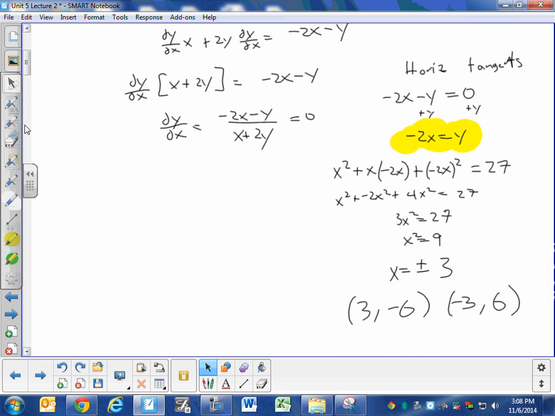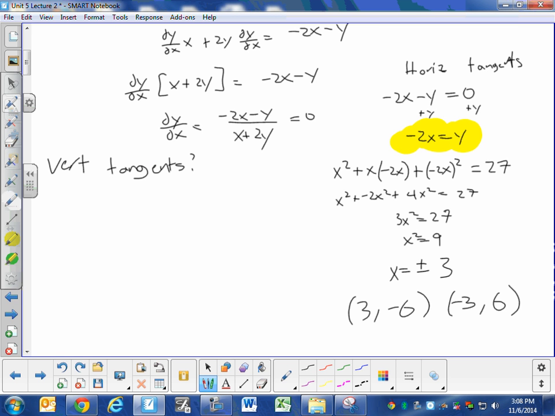Now you guys do the same thing, only find the locations of my vertical tangents. This is when you set your derivative equal to undefined, or see when it's undefined. Well, that just concerns us with the denominator being equal to 0. Solve for one of the variables and substitute into your original equation.